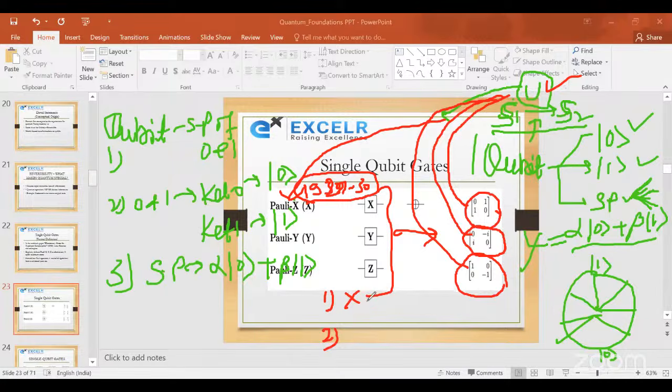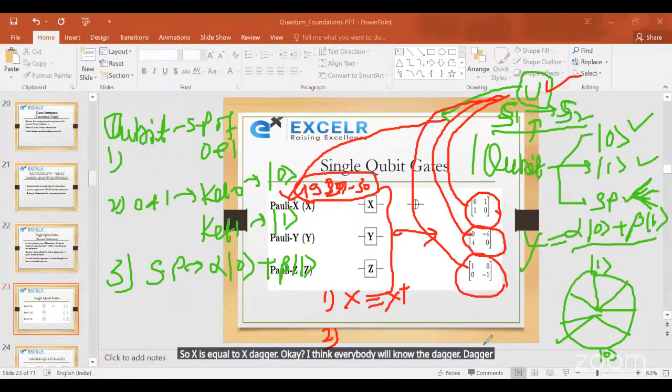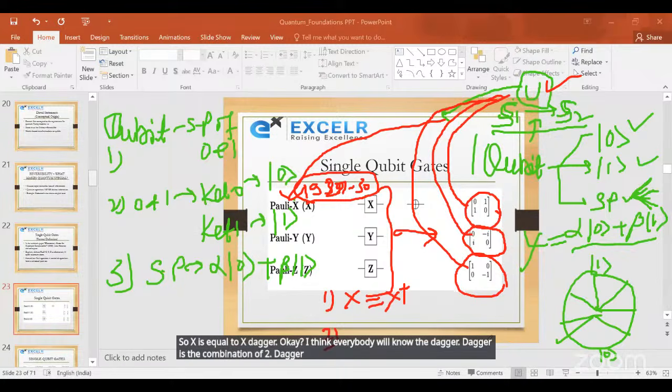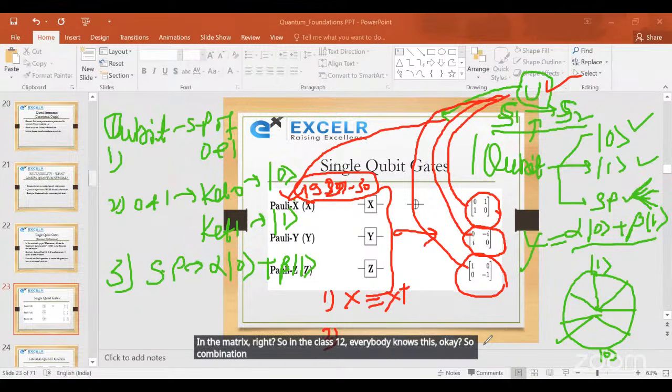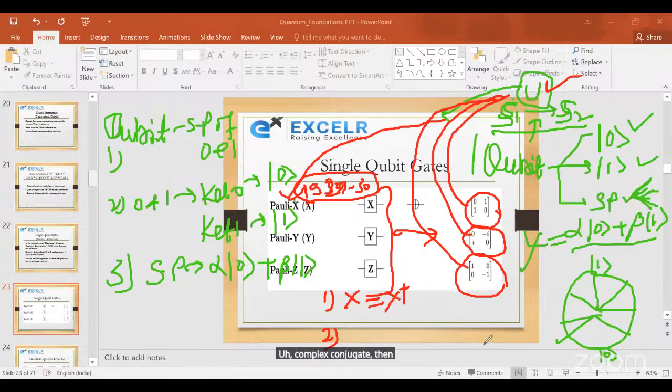So X is equal to X dagger. I think everybody will know the dagger. Dagger is the combination of two operators in the matrix, right? In class 12, everybody knows this. Combination means first you take the complex conjugate, then you take the transpose. So X is equal to X dagger. This is the property of this matrix.